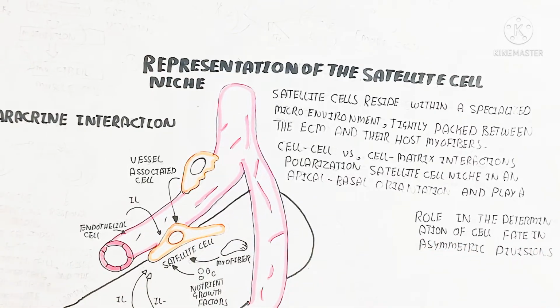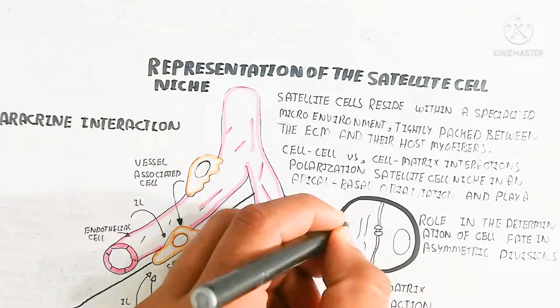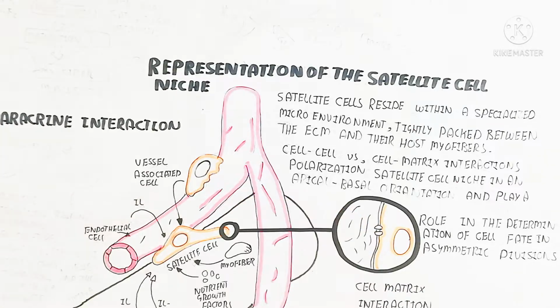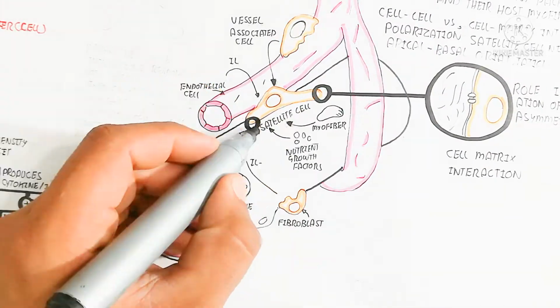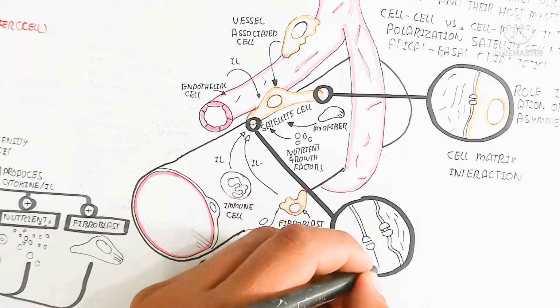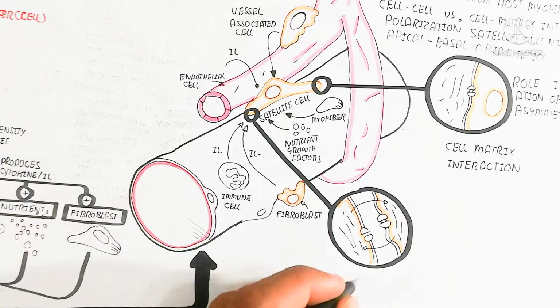So the asymmetric division will occur. Remember, asymmetric means symmetry is not present, meaning it is random. In this way, the satellite cell resides within a specialized microenvironment. Here is the cell matrix interaction, and here is the cell to cell interaction.